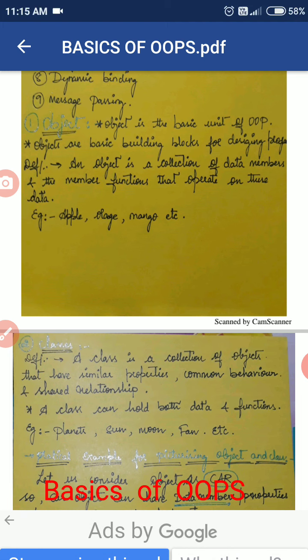Understood? Next we should know the examples. We can give plenty of examples like apple, orange, mango, car, dog, anything. So understood? The object is the basic concept of OOPS.